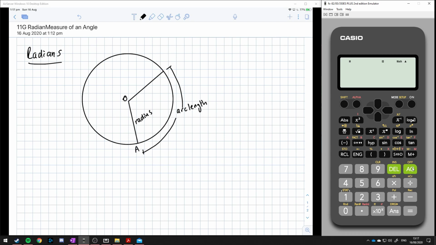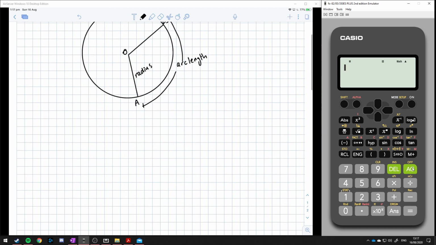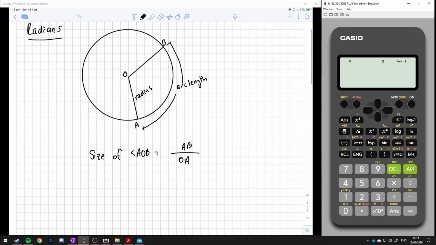So let's call that O, A, and B. Now, the size of angle AOB in radians is the ratio of the arc length AB and the radius OA. So the size of angle AOB is equal to the length of AB over the length of OA, or OB, of course, because they're both radii.